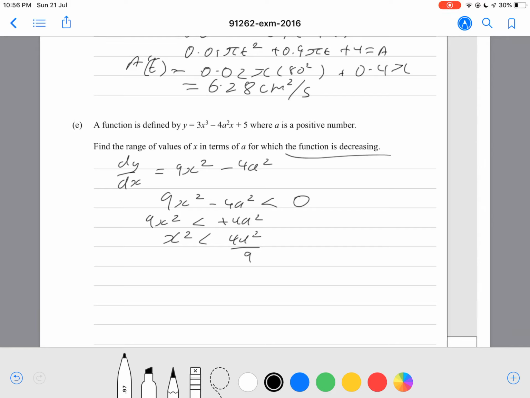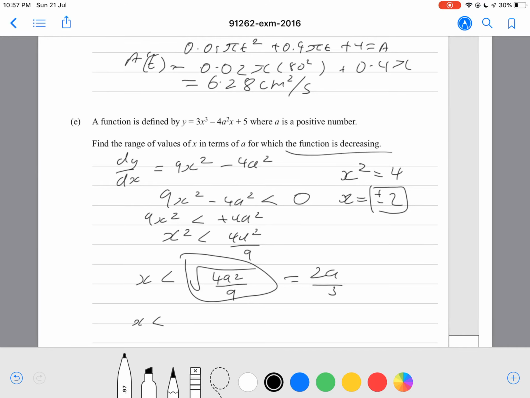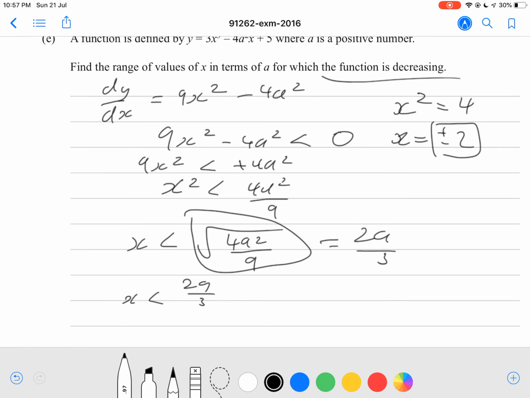Alright, one thing to note here: for example, if you have x squared equals 4, you will have x is both plus and minus 2. So you have two answers, and that's the exact same scenario here. So in this scenario, you'll have that x is less than the square root of 4a squared over 9, and that actually works out to 2a divided by 3. So x is less than 2a divided by 3. And also we have our negative value, but we also have to flip the inequality because it's negative. So x is also more than negative 2a over 3.